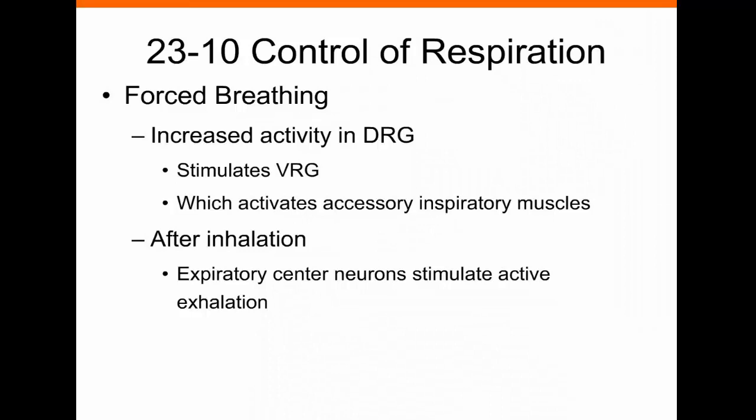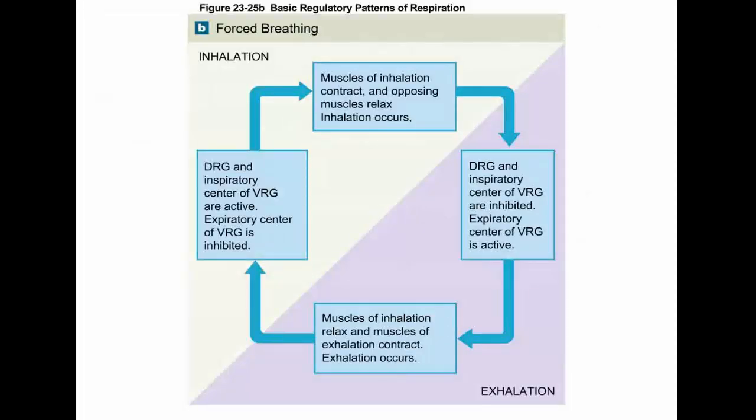Forced breathing is when you've got increased activity in the dorsal respiratory group, and this stimulates the ventral respiratory group, which activates the accessory inspiratory muscles. So it's when you're under a lot of duress or you've done a lot of activity. After inhalation, the expiratory center neurons actively stimulate exhalation. So here we've got forced breathing.